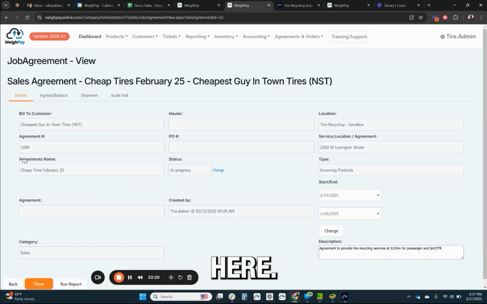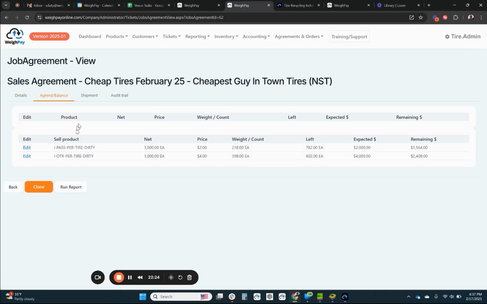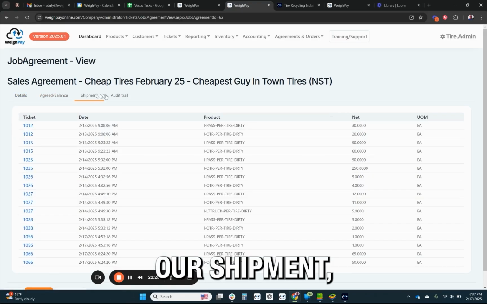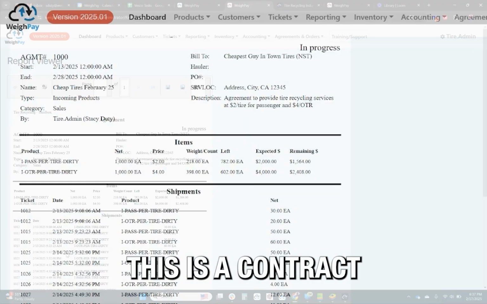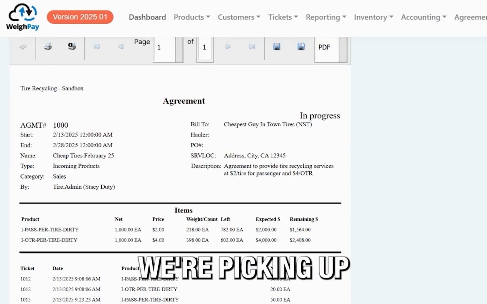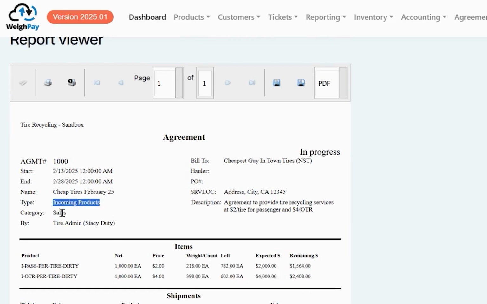We're going to go here. We're going to look at our agreed to balance, our shipments, our audit trail. We're going to run a quick report. This is a contract that we have, and this is what we're picking up tires against. So you can see it is inbound sales.